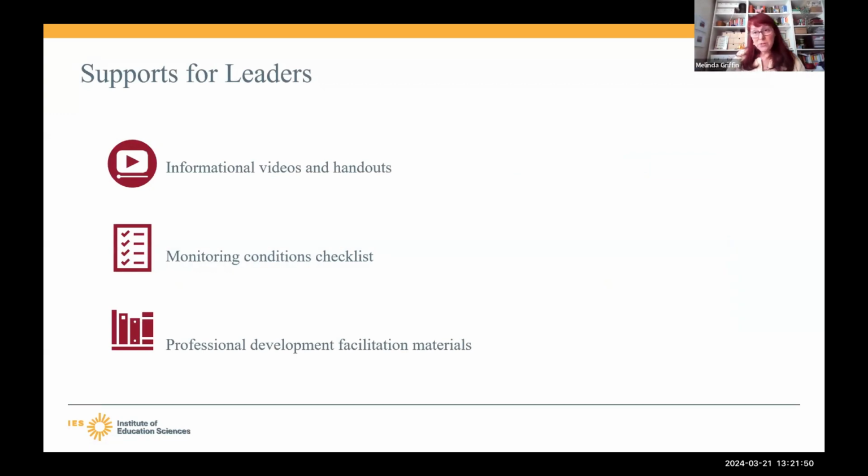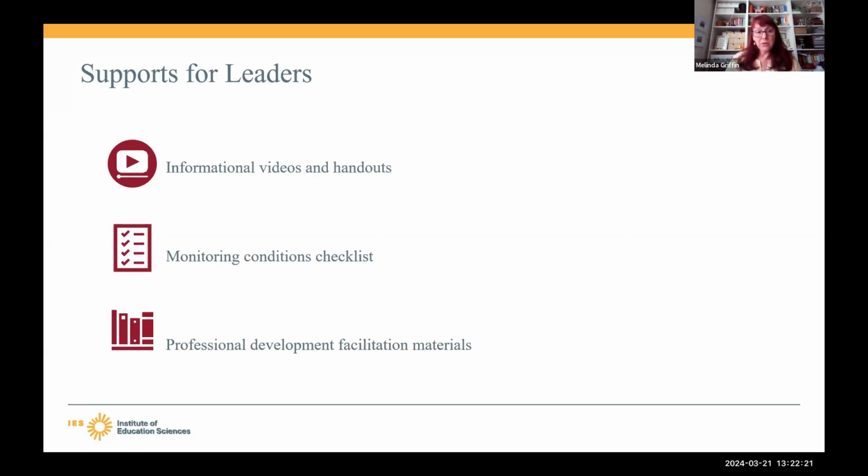We also have supports for leaders as well, because we know for professional development, we need buy-in from administrators as much as possible to make sure things continue to be a focus at a school. So leaders will find informational videos and handouts that they can use to help them understand the training that their teachers are going through. There's also a monitoring conditions checklist. This is not meant to be an evaluation. It's meant to be a chance for the administrator to go into classrooms, see what's happening, and see where they can further support teachers in their learning.